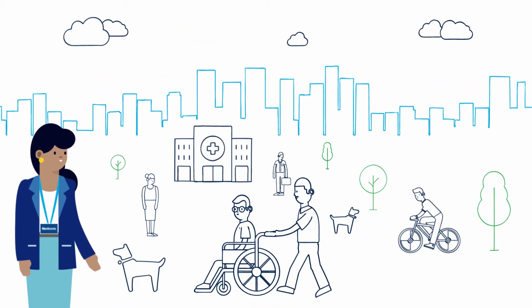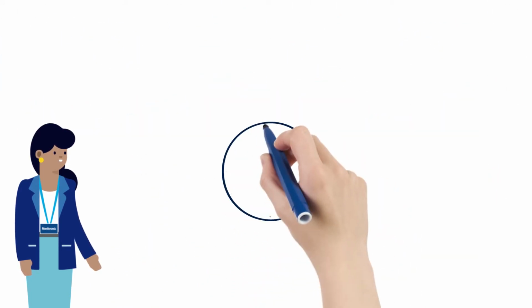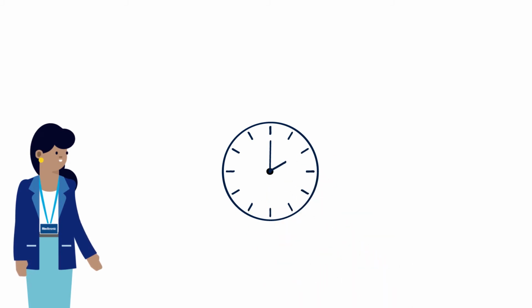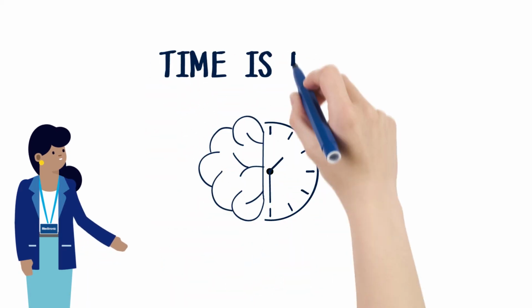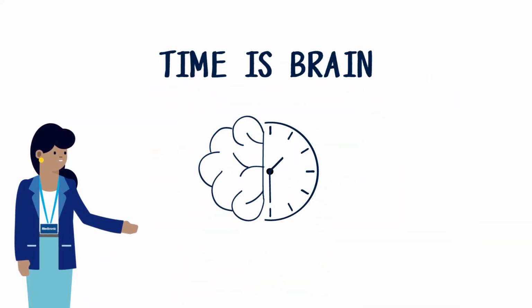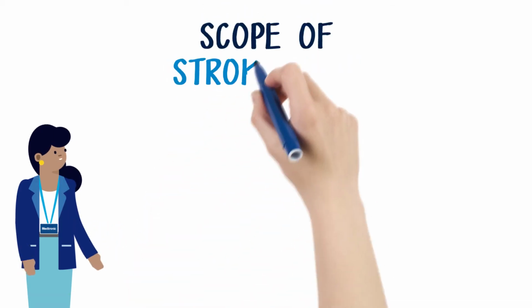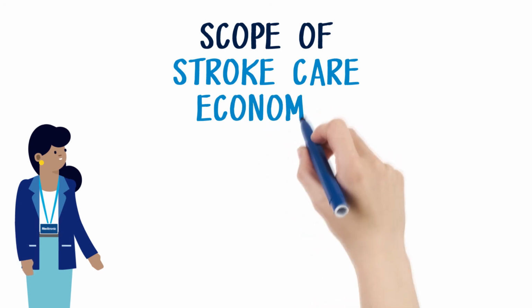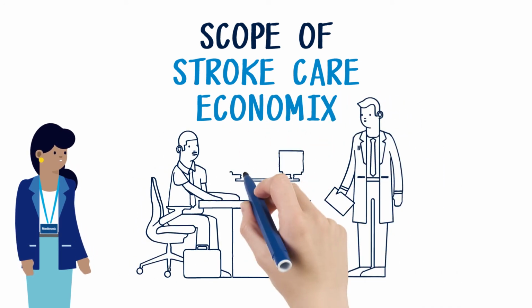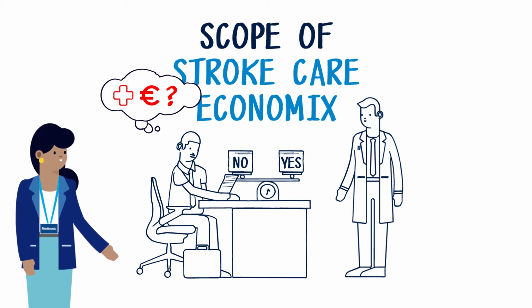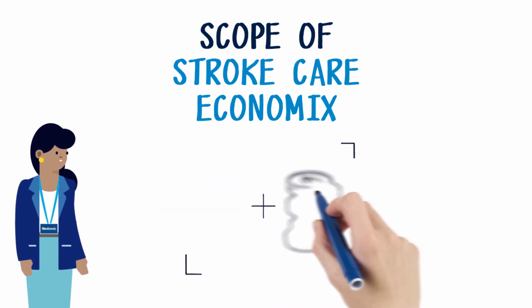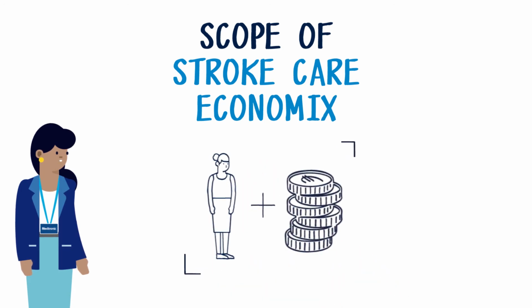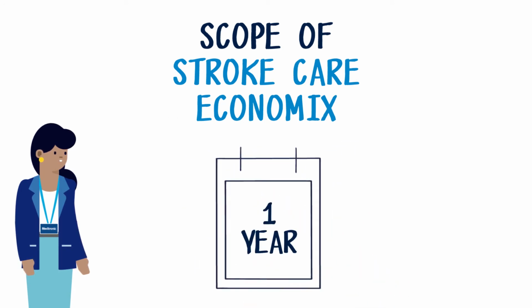meaning you can consider the potential consequences for the society. Finally, as saving times within the care pathway certainly allows to treat more patients and achieve better outcomes, a time is brain factor is included, allowing you to consider the impact of time on outcomes. What is the scope of the Stroke Care Economix tool? To build your business case and convince payers to invest in your stroke care program, the tool provides you a macro picture of the costs and patient outcome implications of developing stroke care over time.